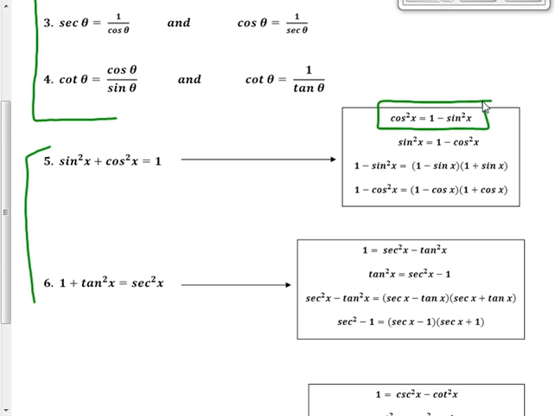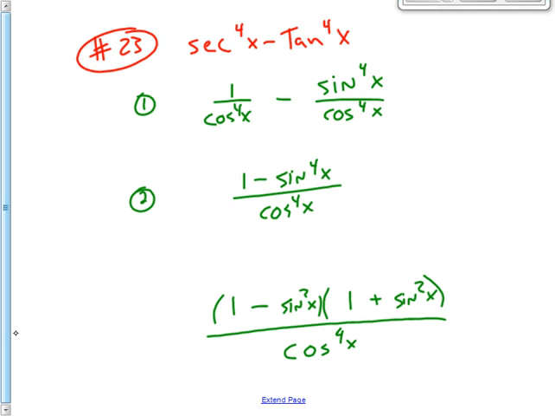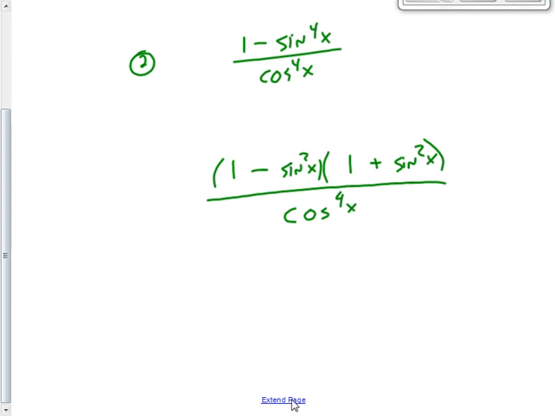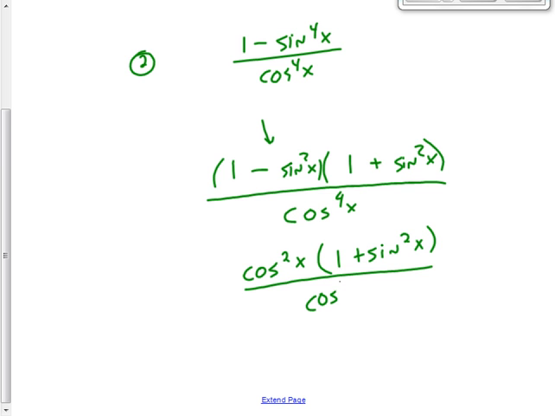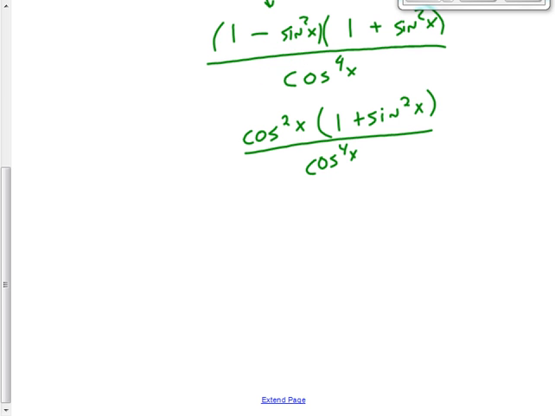And so when I look at this, I've got cosine squared x equals 1 minus sine squared x. So I go back to my problem here, and I had 1 minus sine squared x right here. So I can substitute, that was one of the options, cosine squared x. And I have 1 plus sine squared x. 1 plus sine squared x does not equal cosine squared. 1 minus sine squared does. And then that's over cosine to the 4th x.